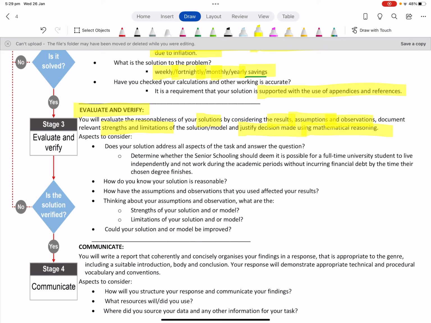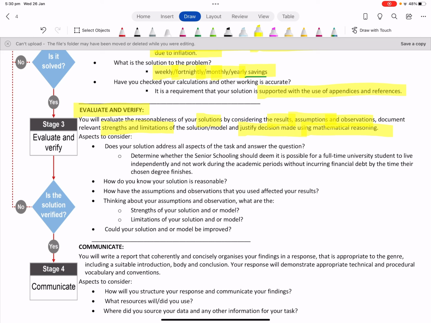So aspects to consider. Does your solution address all aspects of the task and the answer to the question? So before you finish the solve section, you should really have an answer to say whether you think it's viable or not. So then you can talk about this in the evaluate and verify section.